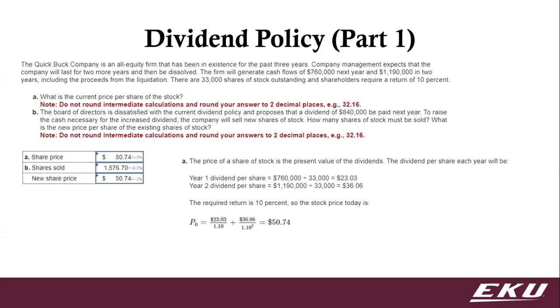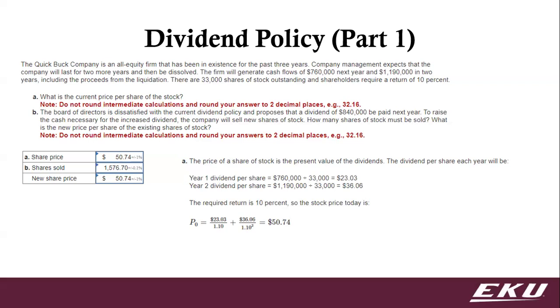They're going to generate cash flows of 760,000 next year, 1.1 million in 2 years, and that includes all the proceeds from liquidation, so selling equipment, all of that type of stuff. There's 33,000 shares of stock outstanding, and the shareholders require a return of 10%. So, what's the share price of the stock?